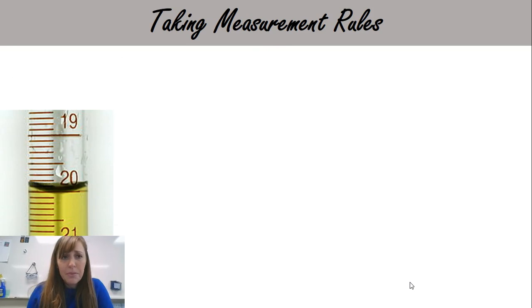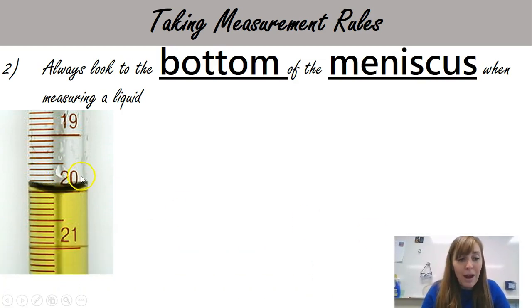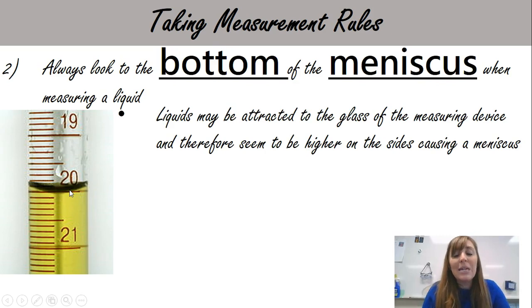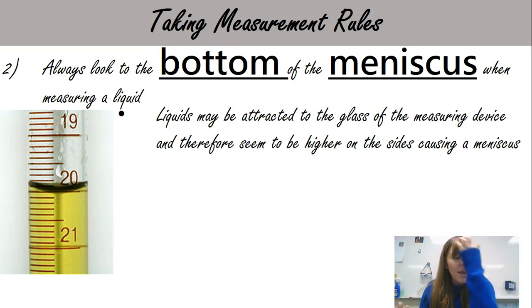The next rule is if you're looking at a liquid, you're measuring the volume, you're going to look to the bottom of what's called a meniscus. So if you look here, see how the liquid actually dips like this? This dip is called a meniscus, and you look to the bottom of it to figure out what your measurement is. The reason for that is liquids may be attracted to the glass of the measuring device. So if you see here on the sides, you'll see it's a little bit higher. And that's because the glass actually pulls it up through capillary action. So it seems to be higher, but you don't actually have that volume. That's just an attraction to the glass. So you want to look to the bottom to ignore that attraction that's throwing off your number.